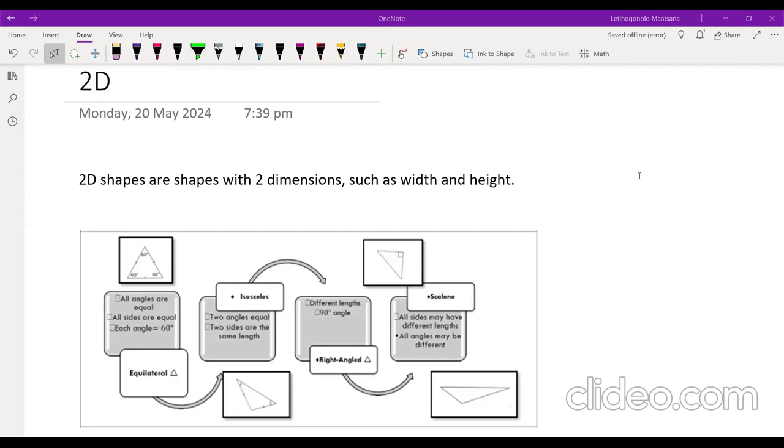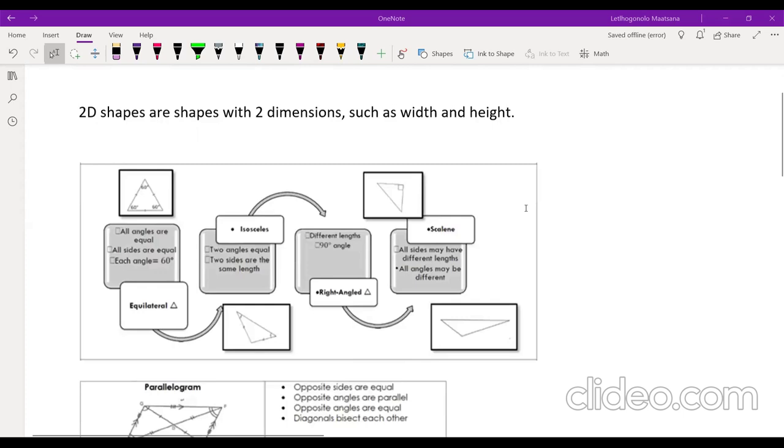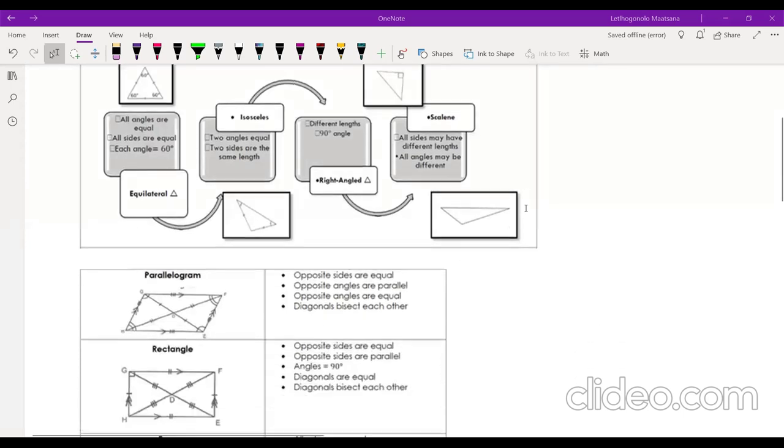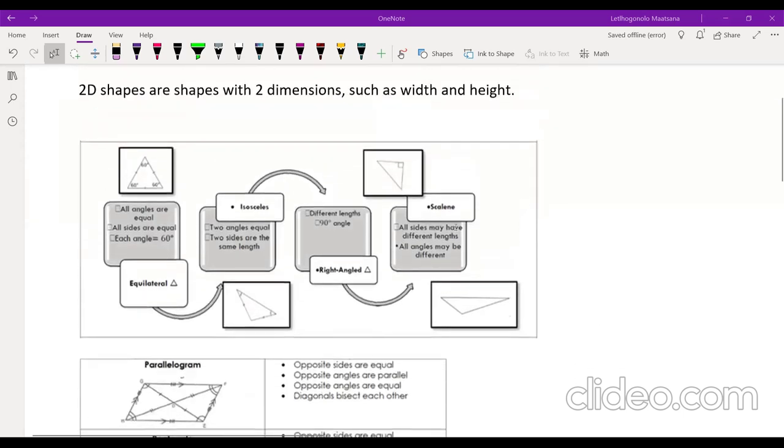The first one we have here is our triangles. We have different types of triangles. We have an equilateral triangle where all the angles are equal, all the sides are equal, and each angle is equal to 60 degrees. We have an isosceles triangle where two sides are equal and two angles are equal.